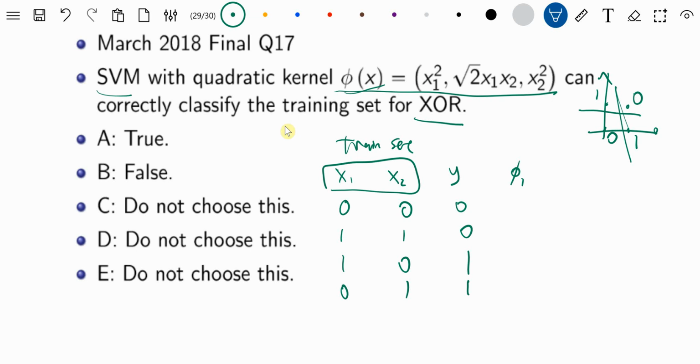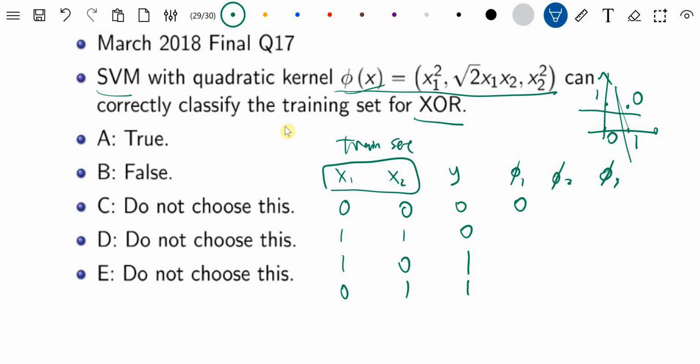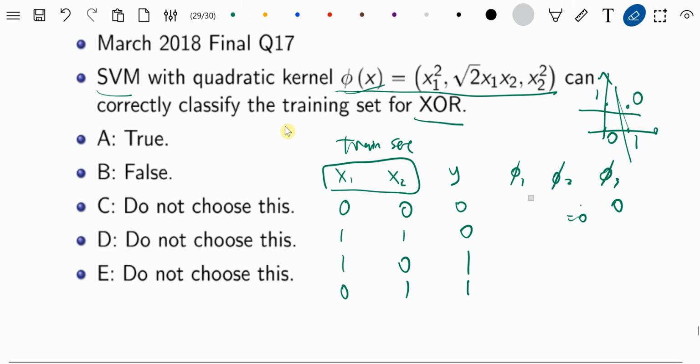So now we want to make three different features, phi1, phi2, and phi3. The first one is just x1 squared. So here it is 0 squared, which is 0, and here it is square root 2 times 0 times 0, which is 0 again, and the last one is 0 for the same reason. So let's erase all of them and put in 0, 0, 0.